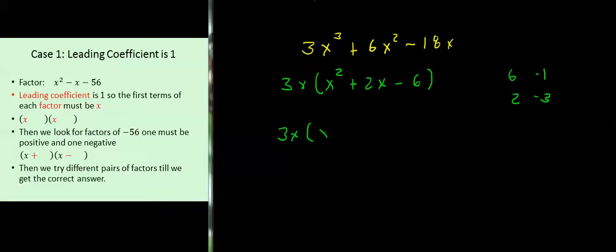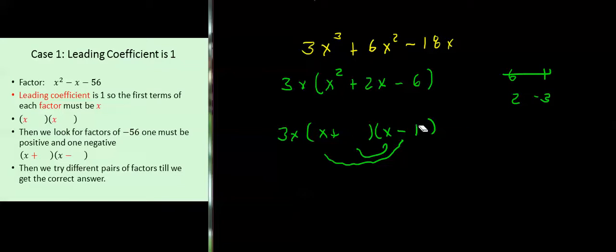3x, one positive, one negative, and we go with 6 and 1. Do the double smiley face. 6x and minus 1x. 5x, it's not 2. That doesn't work. Get out the eraser.